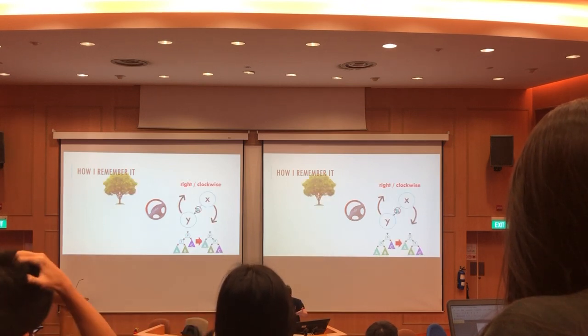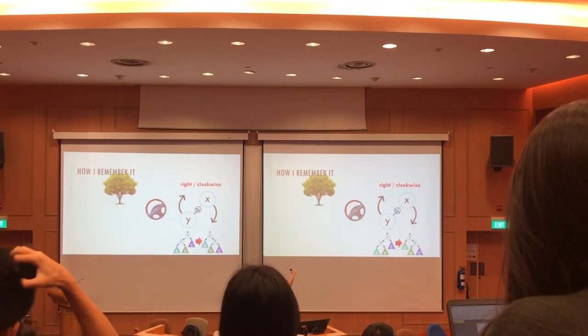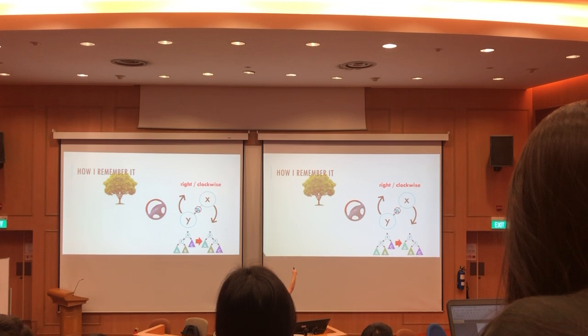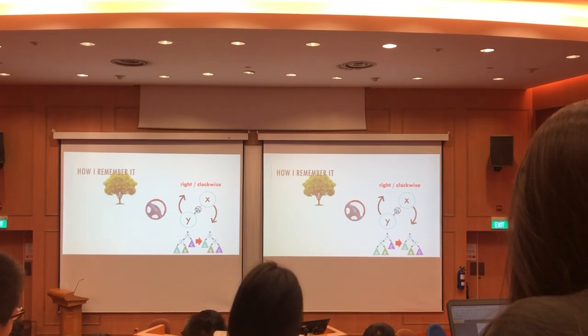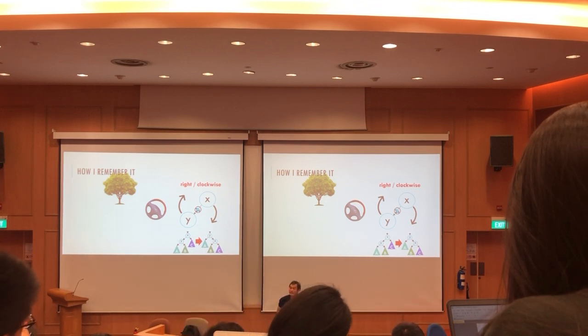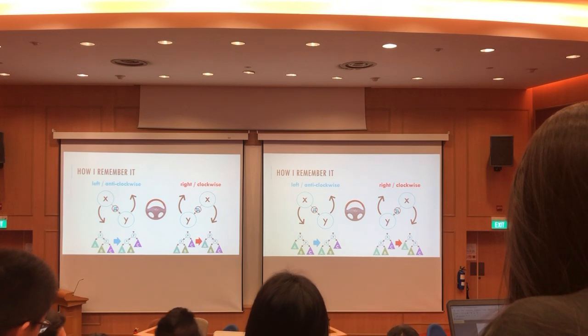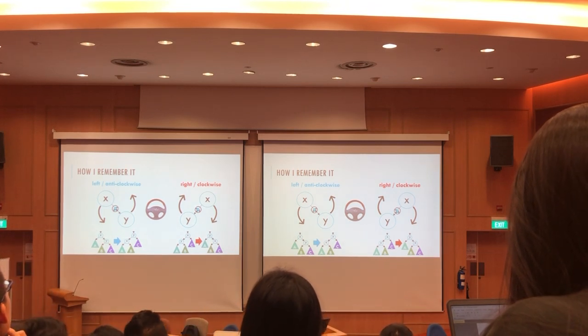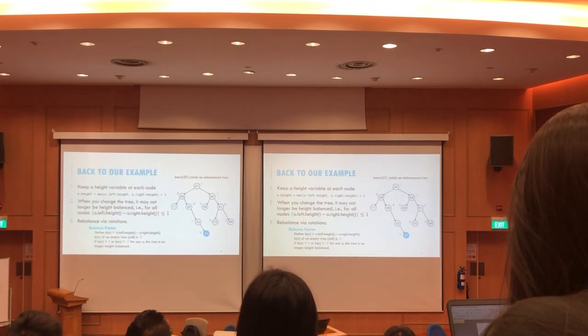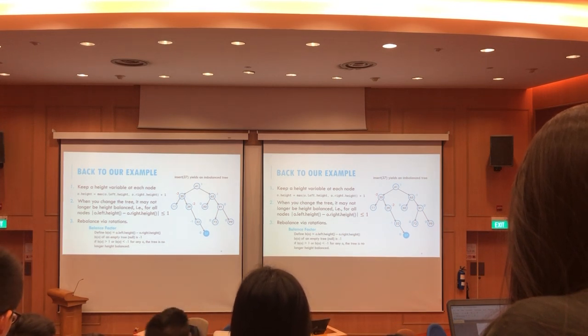Conversely, if you are headed towards the tree on your left side, then you need to do a right rotation. That's how you're going to fix it. This is how I remember this particular strange way of left and right. So that's how you think about it. Let's try to use the analogy of driving to fix this particular problem in our example.